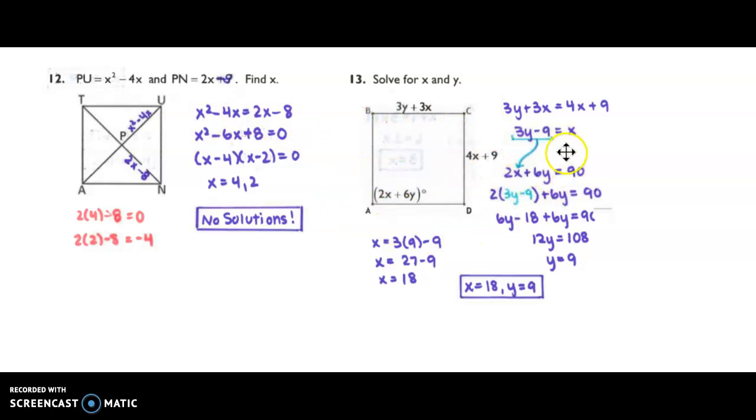All right, here in 13, we connected sides and angles here. Okay, 2x plus 6y equals 90 degrees. All right. And I believe that's it.